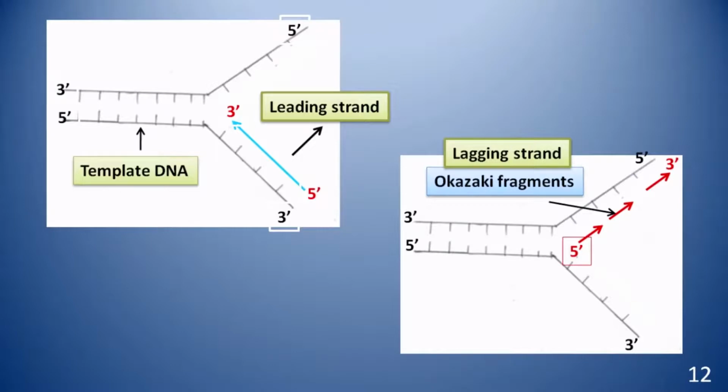So two types of replication are there in your DNA. One is called the leading strand, another is called the lagging strand. In the leading strand, you can see here, this is the template strand which goes from the 3' to 5' direction. DNA polymerase builds strands from the 5 prime to 3 prime direction. It means it adds new bases to the 3 prime end and goes on building the nucleotides.